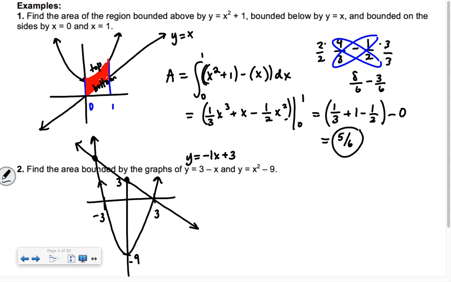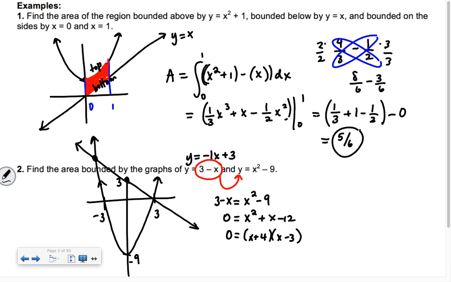I will give credit for that. So we're going to take y equals 3 minus x and we're going to replace it in here, right? So we're going to have 3 minus x equals x squared minus 9. So I get x squared plus x, right, add it over. And then I subtract my 3 over, I get negative 12. And we factor. Nothing to cry about. You guys can totally handle this. So x plus 4, x minus 3. So we get x equals negative 4, and we had x equals 3.